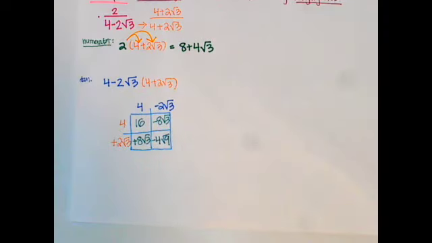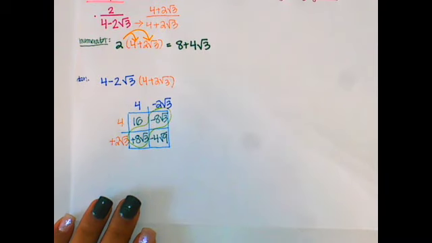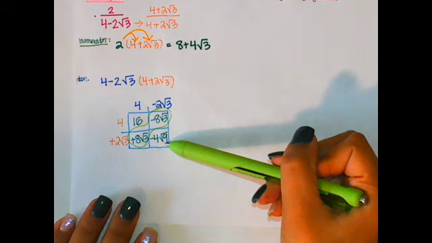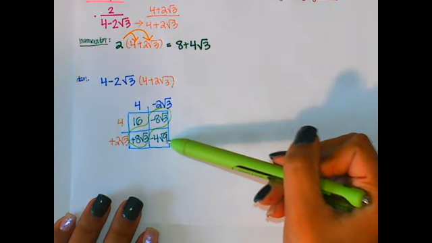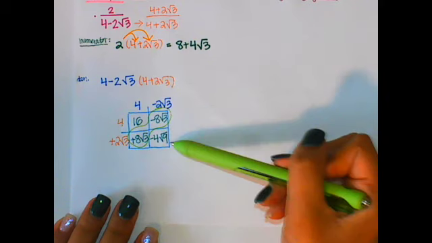Looking at this, I could recognize my like terms. Since both of these have a radical, I can combine those. It's true that this one also has a radical, but this is a 9 and these are both 3s. Therefore, these are like terms and this one is not.